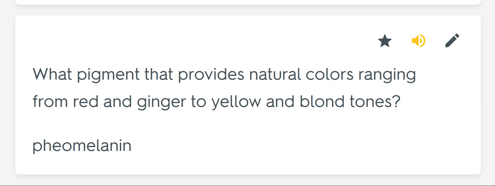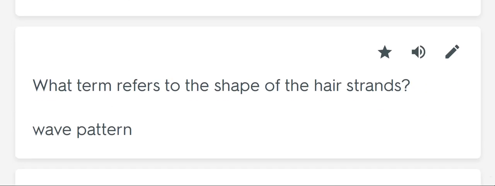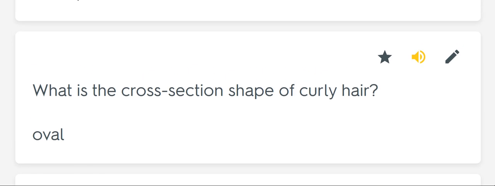What pigment provides natural colors ranging from red and ginger to yellow and blonde tones? Pheomelanin. What term refers to the shape of the hair strands? Wave pattern. What is the cross-section shape of curly hair? Oval.